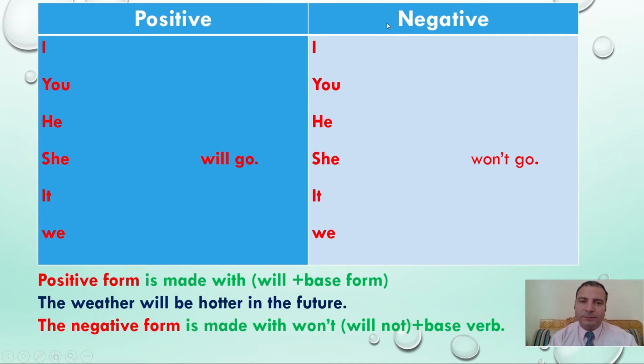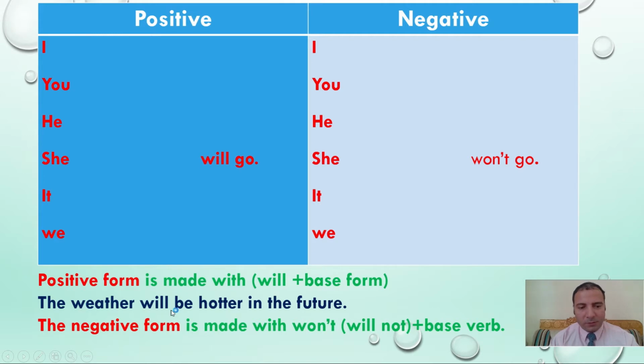In a negative, I use all subject pronouns plus won't plus the base form of the verb. Won't means will not. I won't go, you won't go, he won't go, she won't go, it won't go, we won't go. So the positive form is made with will plus the base form.